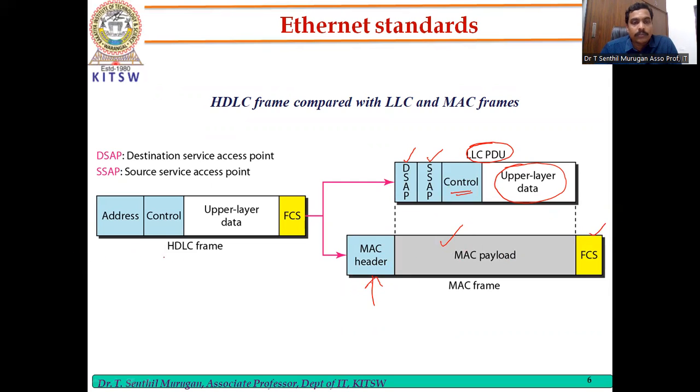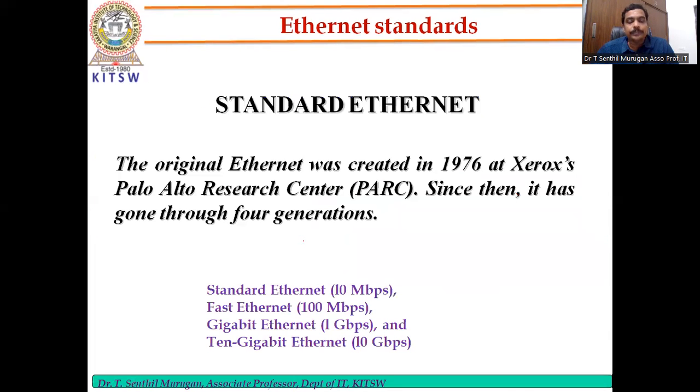Okay, so when you are seeing the HDLC frame, addresses are there. These addresses, destination address, source address, and control, will be there according to the link layer protocol, and the remaining entire thing will be there, like upper layer data, then FCS. Okay, this is a comparison between HDLC and two different layers.